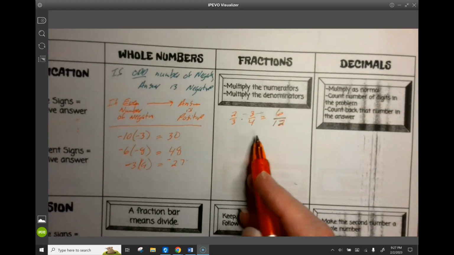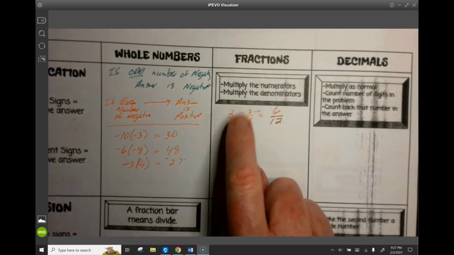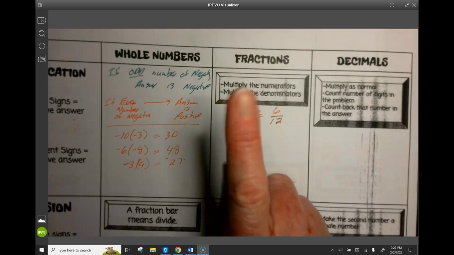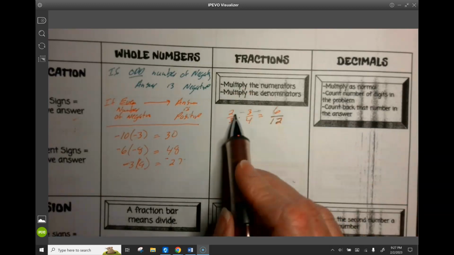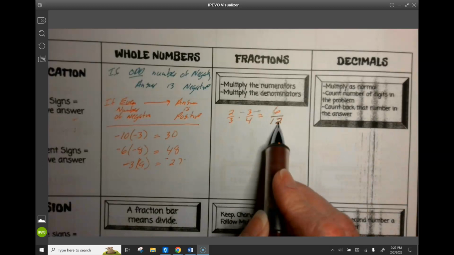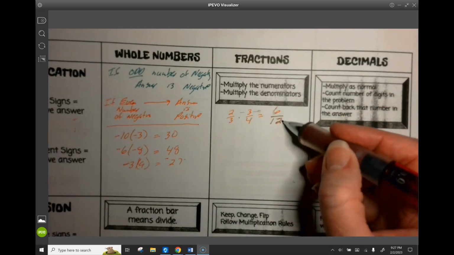Now, remember, your answer always needs to be in lowest terms. We're going to come back. I know some of you are going, wait, we can do that another way. Just hold on. I'll be back. Let's just finish it the surefire method way. I multiply the numerators, multiply the denominators. But I have to make sure my answer is in lowest terms.